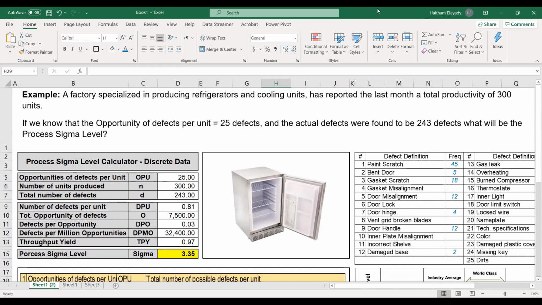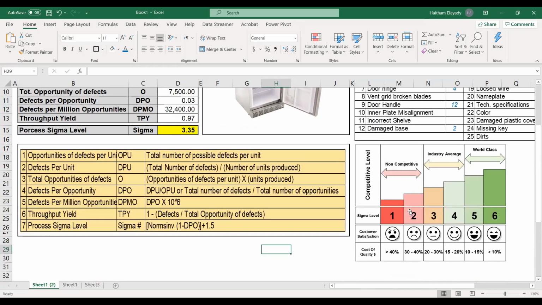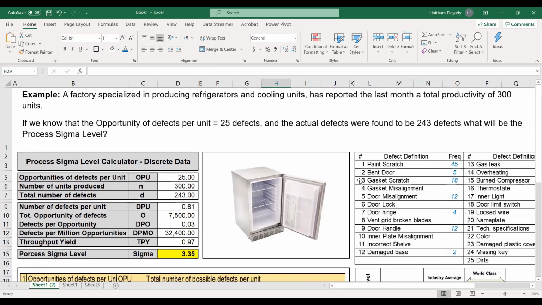Okay, so we understood how to calculate the sigma level, and that sigma level is actually related to discrete data, which means this is the sigma level calculated based on counting data, counting of the defects. There is another way to calculate the sigma level for process manufacturing, which is mainly related to continuous variable data, but this will be in another session.